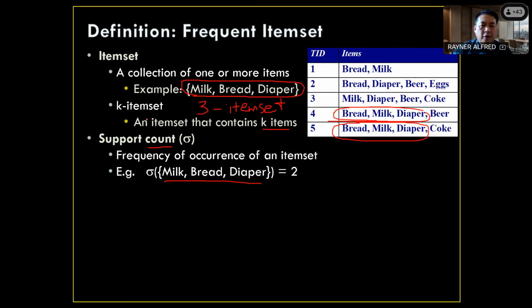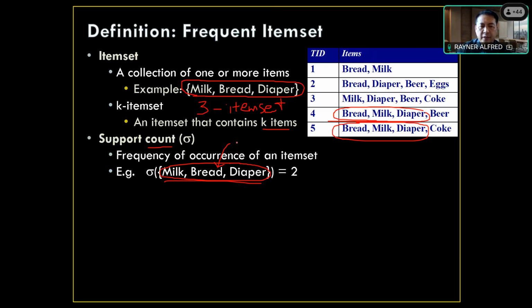Okay. For this one, what is the K? Can you type what is K here? K refers to the number of item, right? So how many item we have? 3, right? So this is 3 item set.